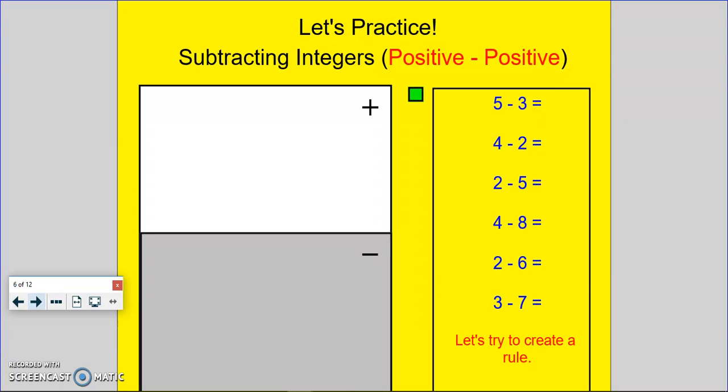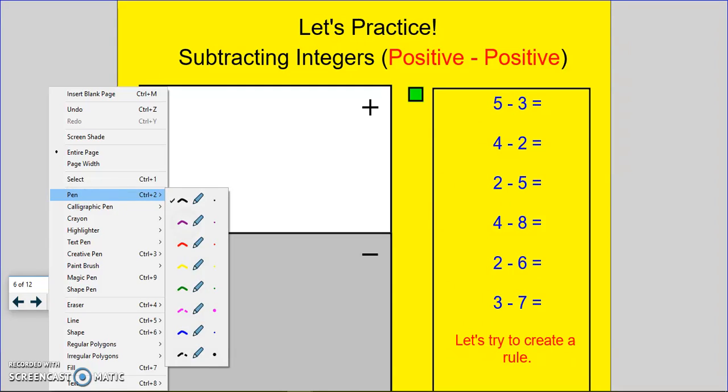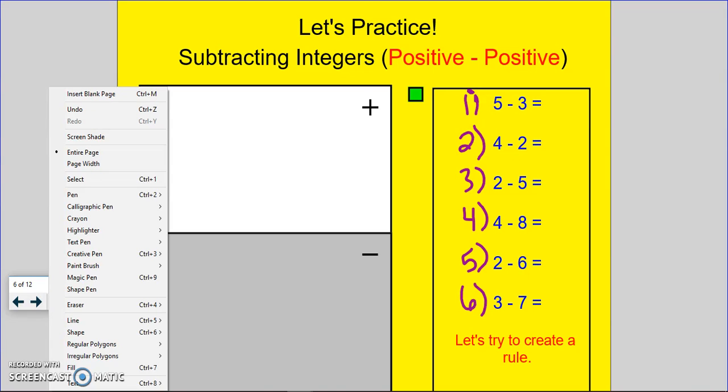So I'm going to start out with a positive minus a positive. So in your notebook, and we did number these because we were drawing them on the other page in our notebook. So this was 1, 2, 3, 4, 5, and 6, and then we drew those in our notes. We drew the model in our notes, but I'm going to do it on the screen here for you. So for this first example, I have 5 minus 3.